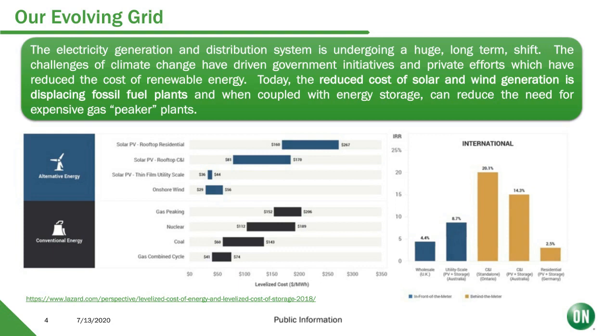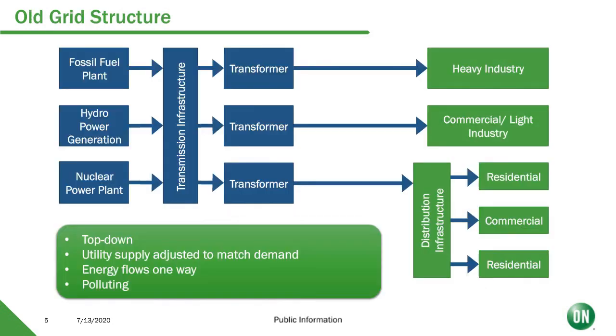Looking here, you can see it's more of a top-down approach. The utility providers are generating the power, and that's flowing downstream to the consumers in all industries: commercial, residential, and industrial. This allows utilities to really adjust the supply to meet the demand, and is also maybe not the most clean way of generating power.